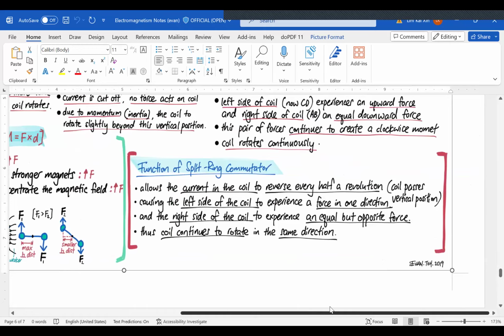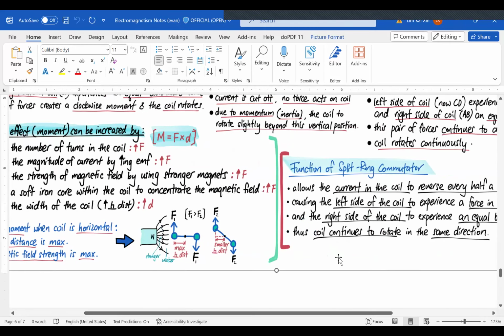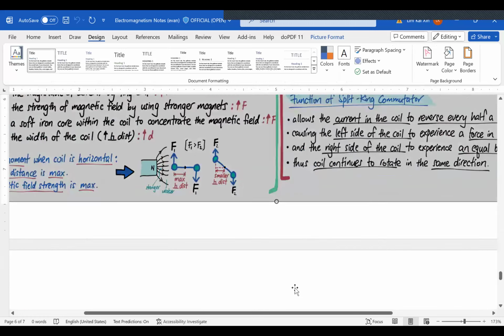Okay, so we have covered the first part of how a DC motor works. Okay, let's move on to a section where we don't use a split ring commutator. We look at how a DC motor works when there is no split ring commutator. Okay, so let me scroll down.